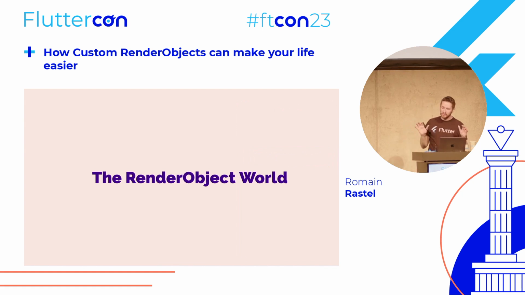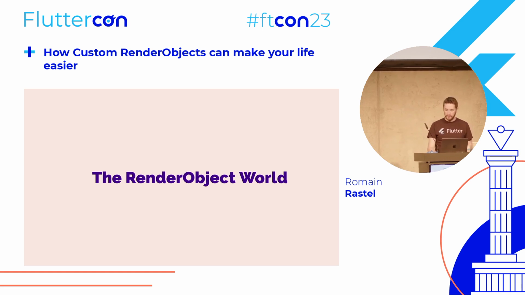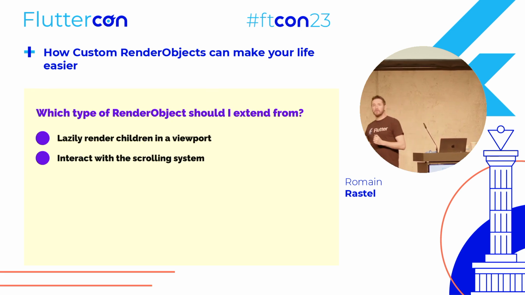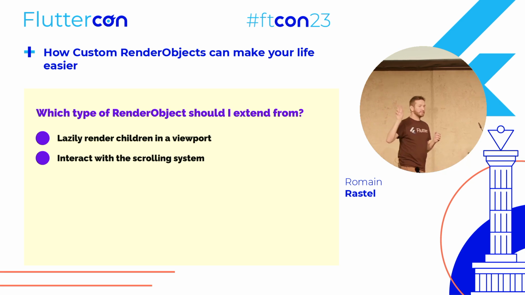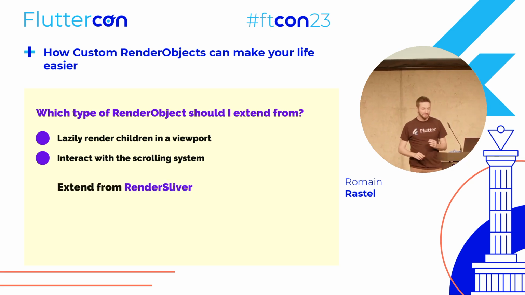Now that we talked about the widget part, let's dive into the dark side, the render object one. As we saw earlier, there are two built-in render objects in Flutter, and I'm pretty sure you may already know them. So let's see how to choose between them. If you want to lazily render children in a viewport, or you want to interact with a scrolling system, then render sliver is your friend.